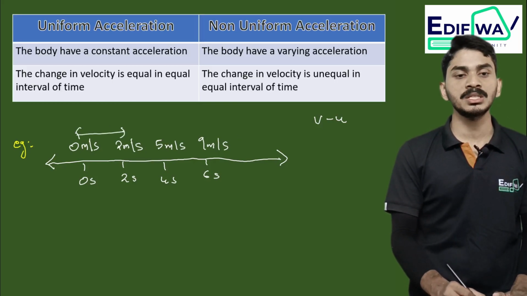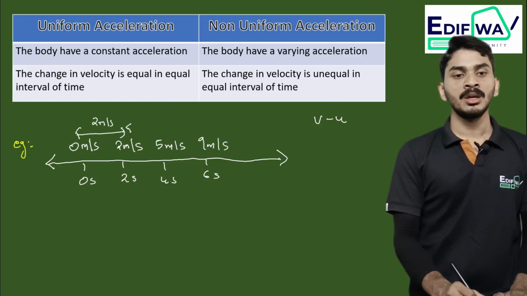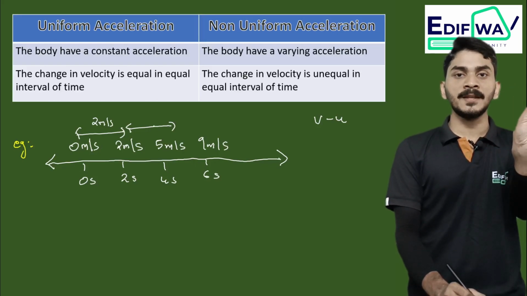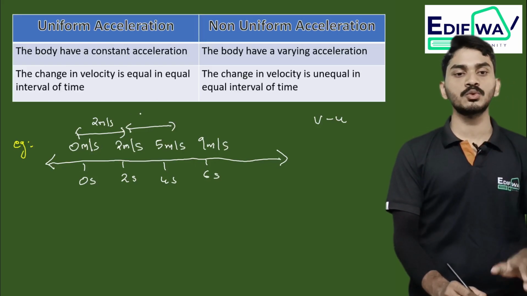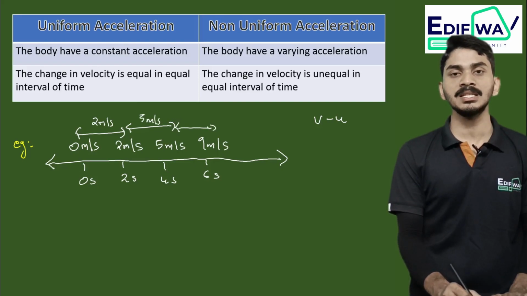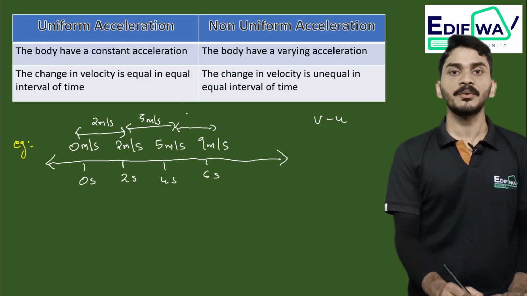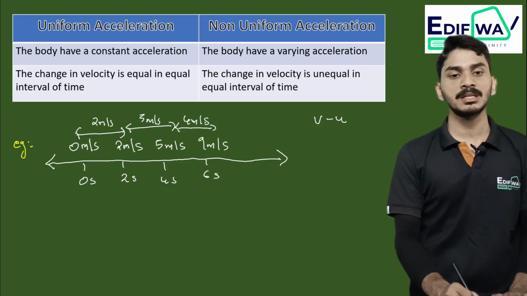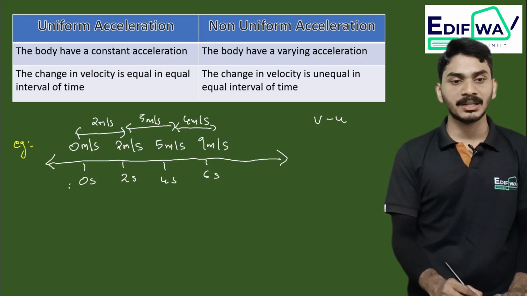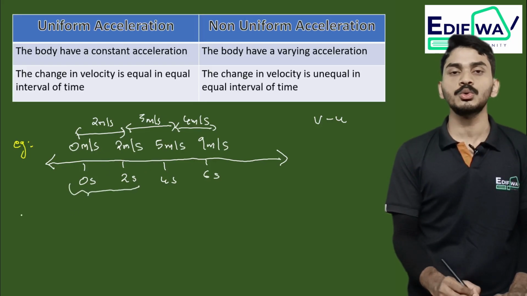Here the change in velocity is 2 minus 0, that is 2 meter per second. Here the final velocity is 5 meter per second, initially 2 meter per second, so 5 minus 2, that is 3 meter per second. And here the change in velocity is 9 minus 5, that is 4 meter per second. So the change in velocity is unequal. Now let us find out the acceleration from 0 to 2 seconds.